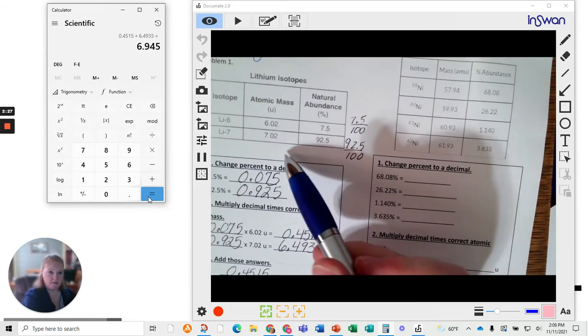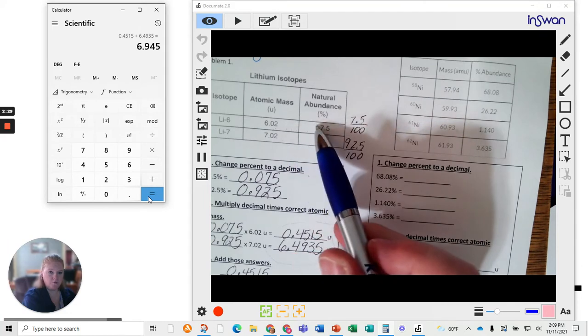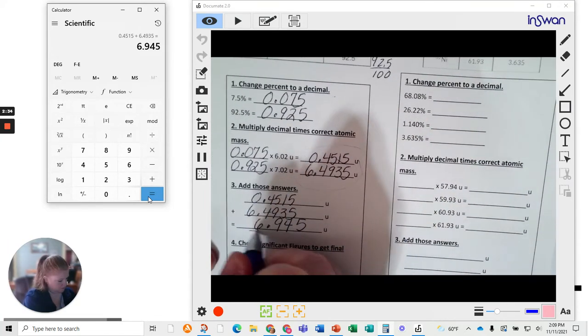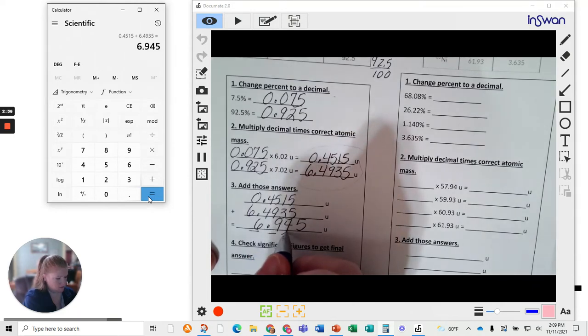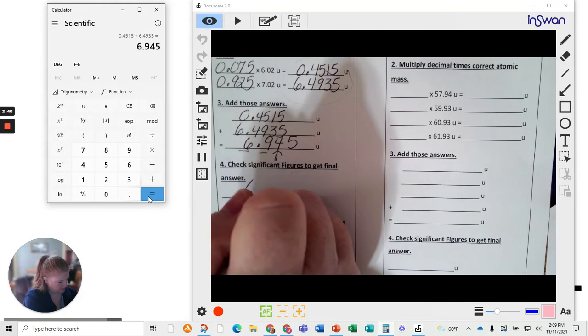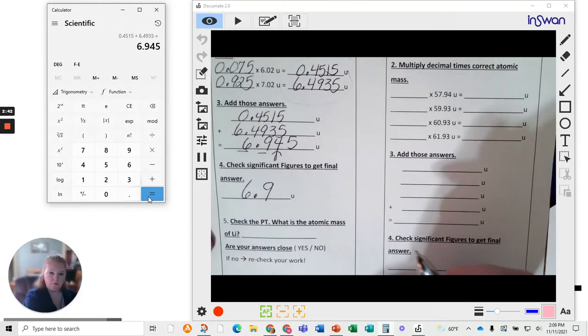And now it says check significant figures. So I need to go back to all these numbers. 3, 3, 2, 3. Okay, so my answer can only have two significant figures, so 6 and 9. This is a 4, so I do not round up, I keep it. So 6.9 U.